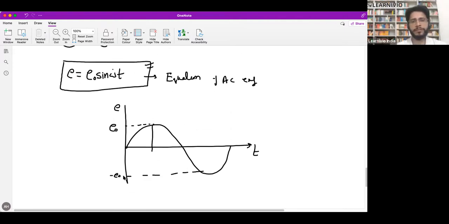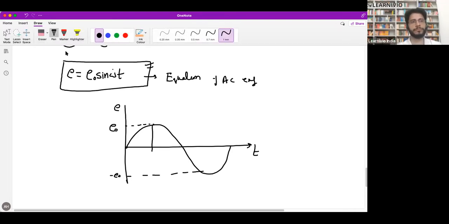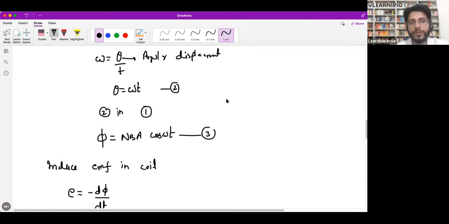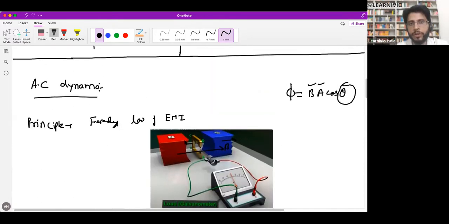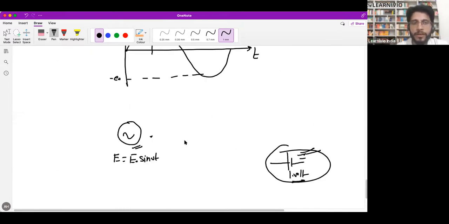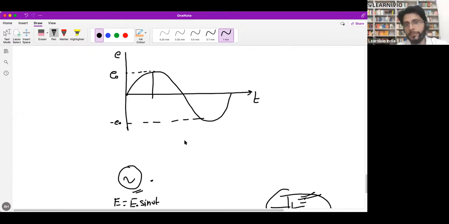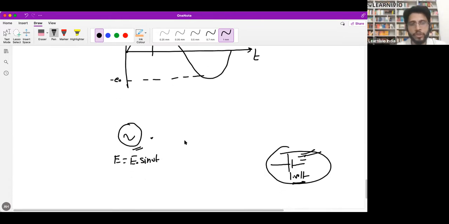What is omega here? Amalia, what is omega? Angular velocity, or angular frequency. See, what was angular frequency? It was the angular frequency of the coil. Now we will say this is the angular frequency of the AC current, meaning the frequency with which your AC changes is omega.